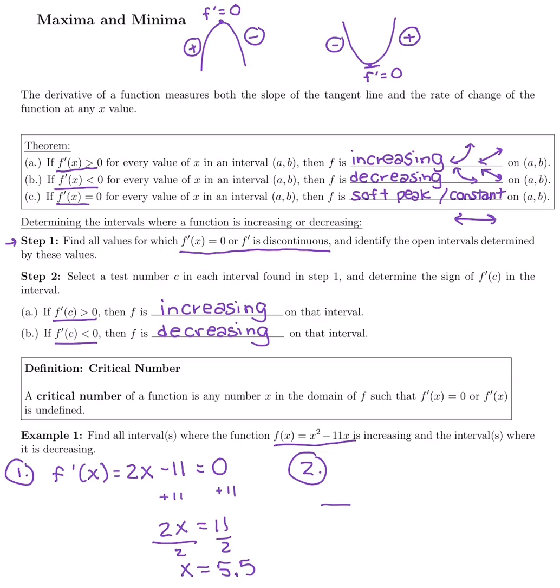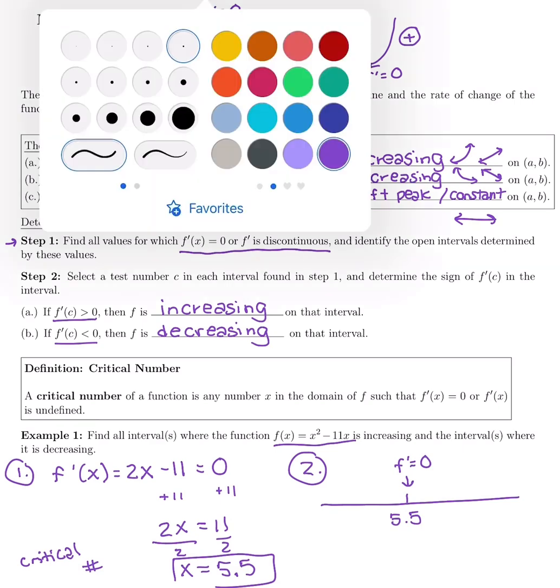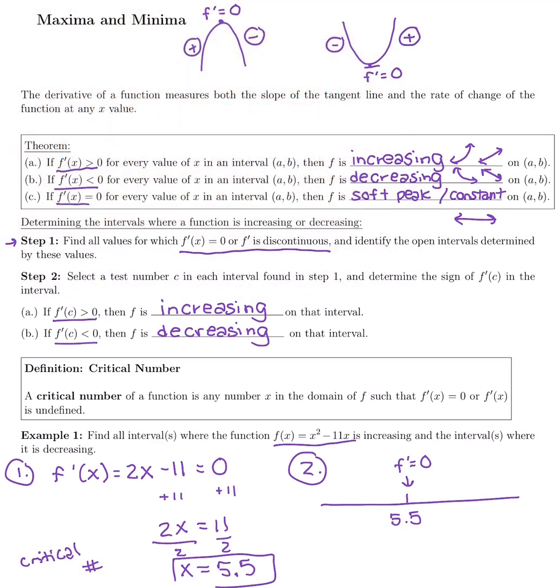Because our second step is to make a sign chart. So I'm going to put 5.5 on here. This is the first number that goes on here. This is called the critical number. It makes the derivative 0. So here is my critical number, x is 5.5. And then I can test any number before and after that one.